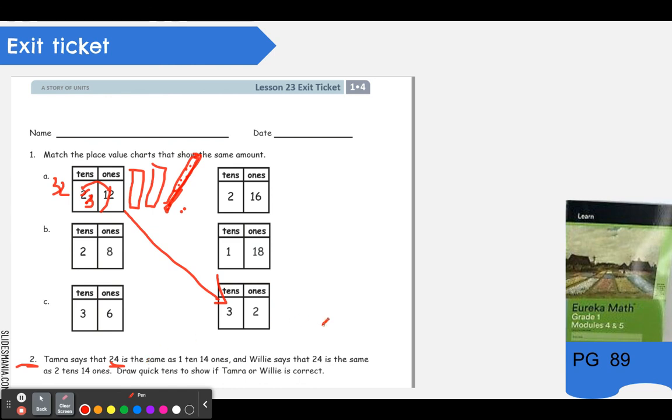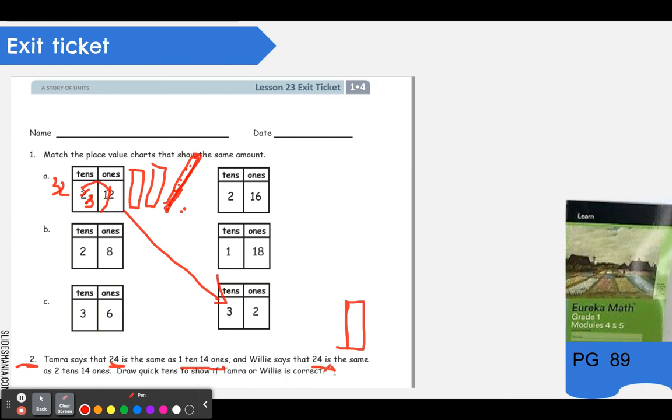So you're going to draw your answer. Again, Tamara says that 24 is the same as 1 ten and 14 ones. And Willie says that 24 is the same as 2 tens and 14 ones. So you're going to draw me some quick tens to show Tamara and Willie which one is correct.